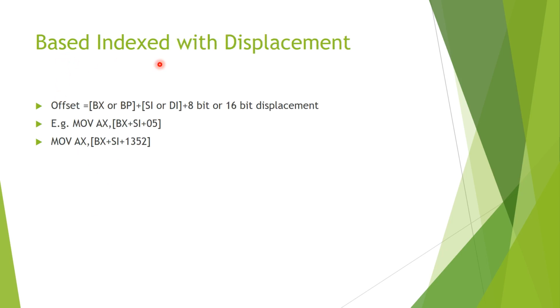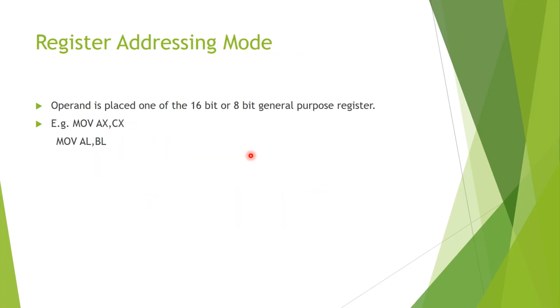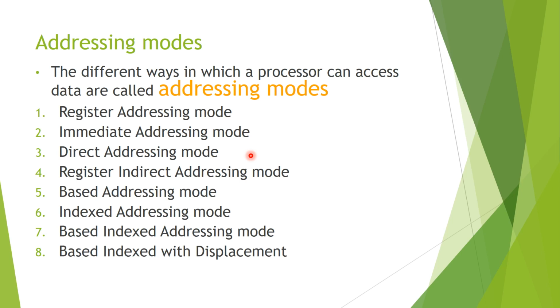Then we have the base index with displacement. So here the offset will be the contents of the base register plus the source index register plus 8-bit or 16-bit displacement. So in this we have used all three things: the base register, the index register and the displacement. So it will be the contents of BX, the contents of SI, then 8-bit displacement, then here we use the 16-bit displacement. Okay, so all the registers that we are using here in the 8086 microprocessor are 16-bit registers. So these are the addressing modes which are used in 8086 microprocessor.